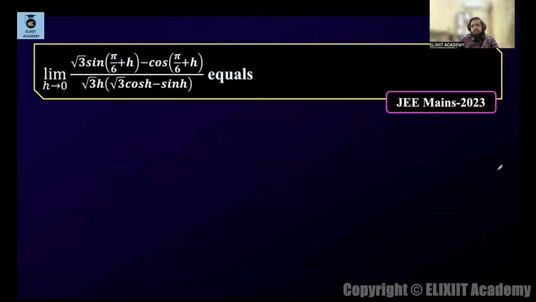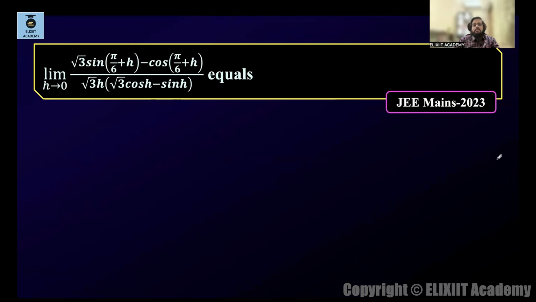Let's see what this question says. Once again, a question from JEE Mains 2023. Limit h tending to 0, root 3 times sin of pi by 6 plus h minus cos of pi by 6 plus h. The moment you see this format, first of all, you are supposed to check the form. Limit h tends to 0, root 3 times sin pi by 6 minus cos pi by 6. It's 0 by 0 form. Clearly, this is visible, right?